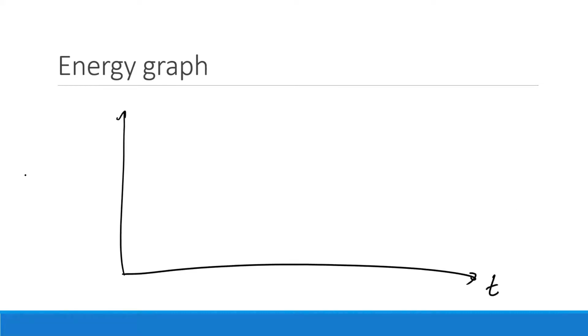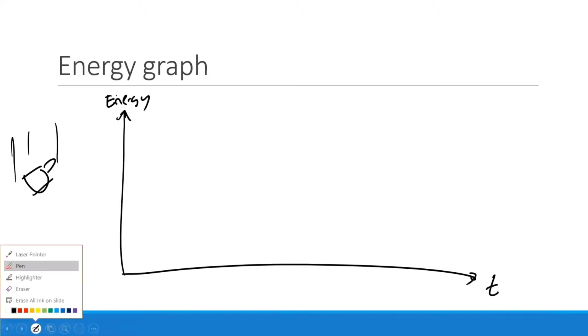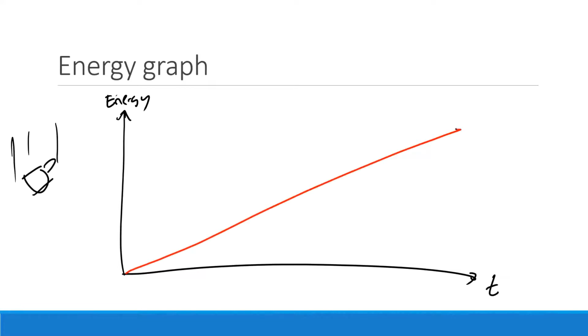If you took that mug, as that mug fell towards the ground, you could measure its energy, and you could actually measure its kinetic energy. Its kinetic energy is going to get bigger and bigger and bigger. It's going to increase until it reaches the point where it hits the ground, and that's going to be its maximum kinetic energy.